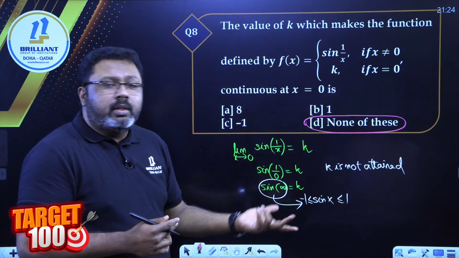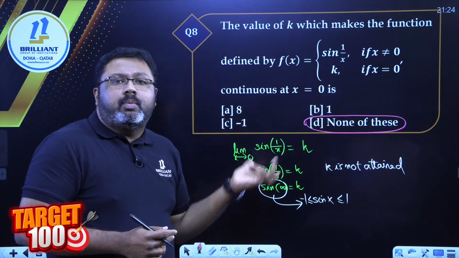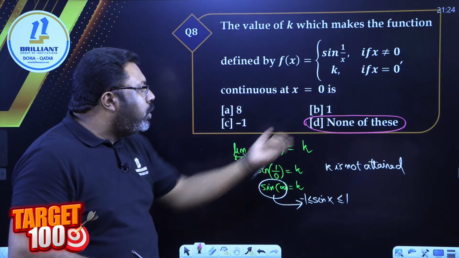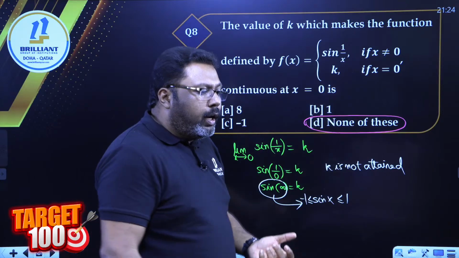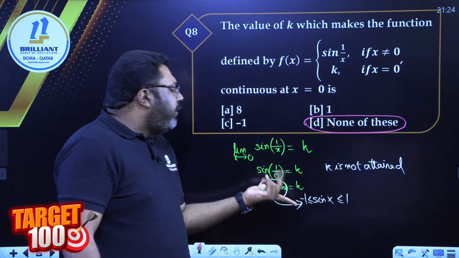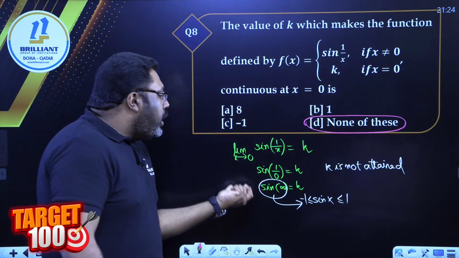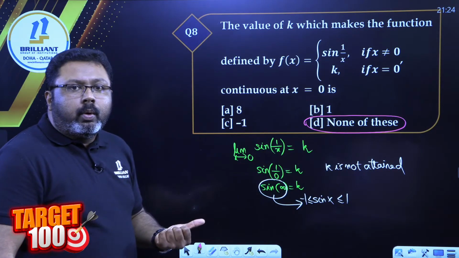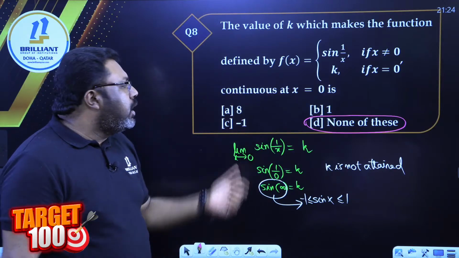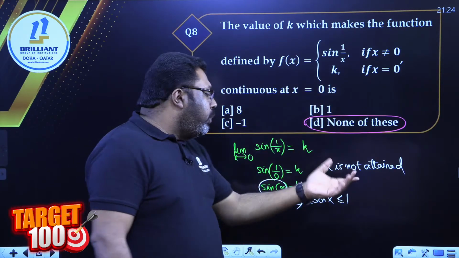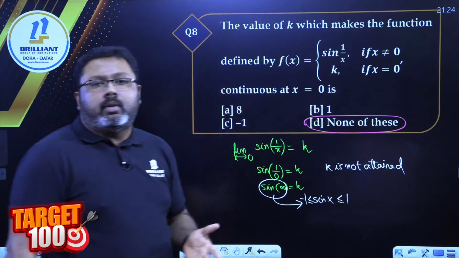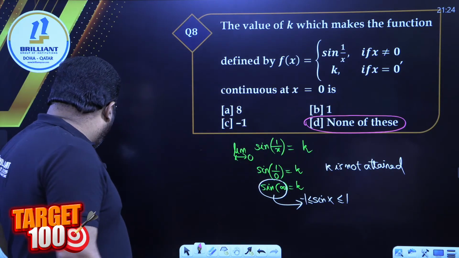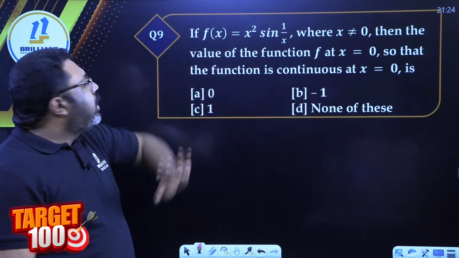It's an MCQ. The most apt answer is what you have to give. So 8, no. 1, no. -1, no. The answer is option D, none of these. Most of you would say sine infinity not defined. No, it's not a not defined value. It's a value between -1 and 1. So we cannot say which of these answers, so you have to say none of these. K could be any value from -1 to 1. So do not say which value it is, say none of these. Okay? A very similar question, number 9.